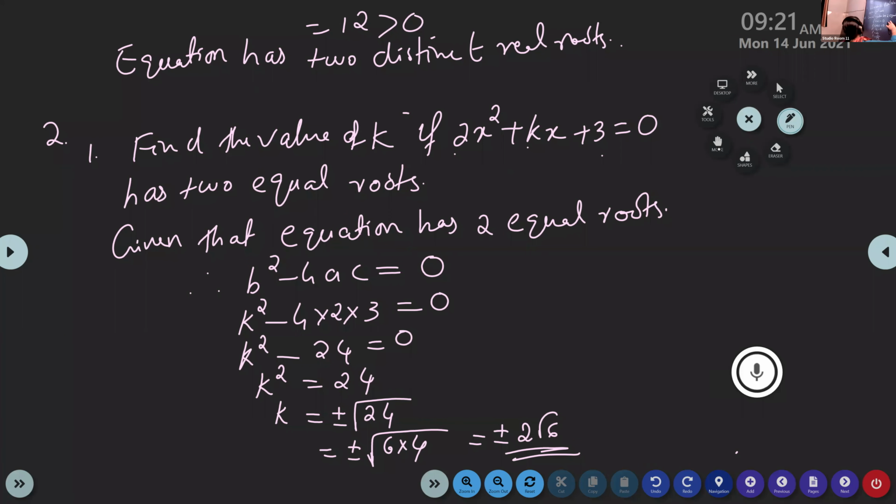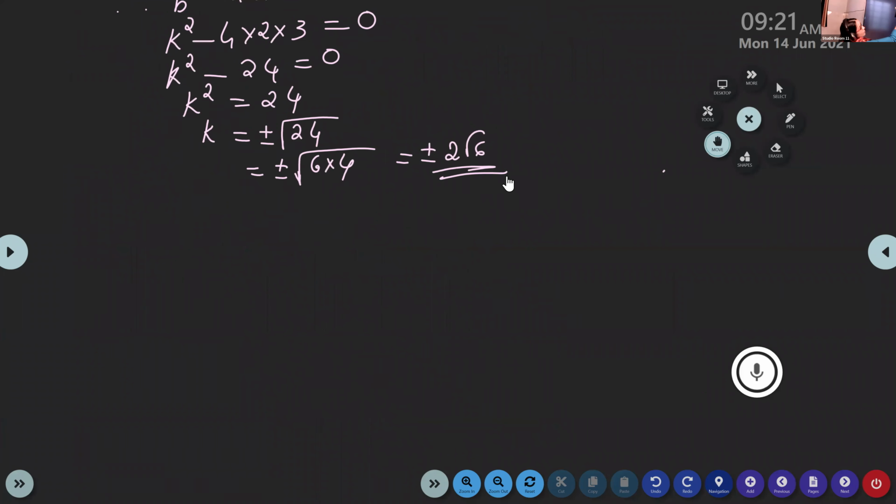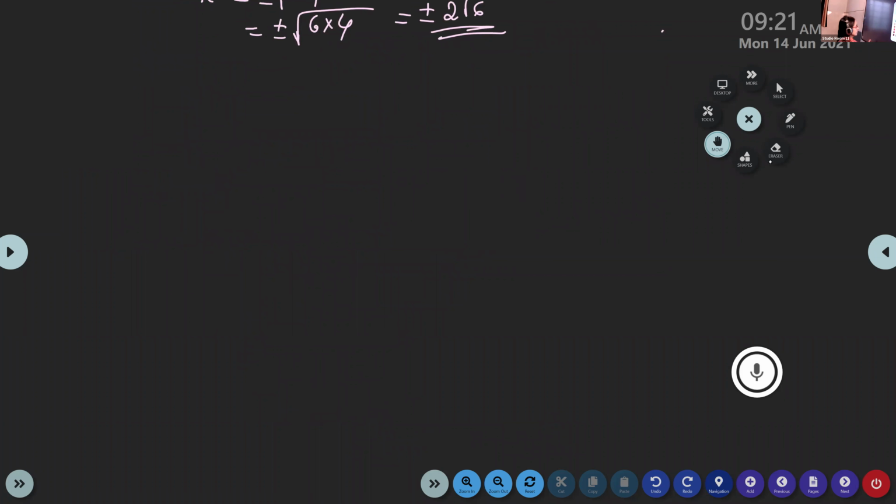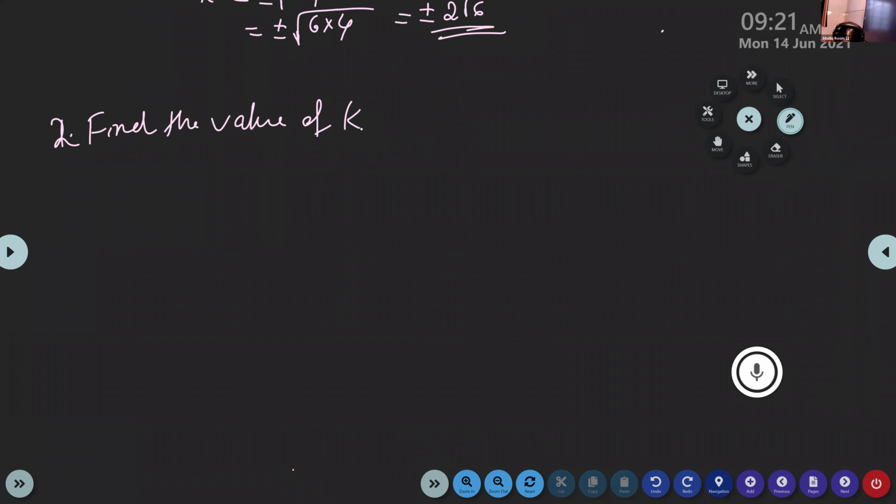Next one. Find the value of k. If kx into x minus 2 plus 6 equal to 0 has two equal roots.